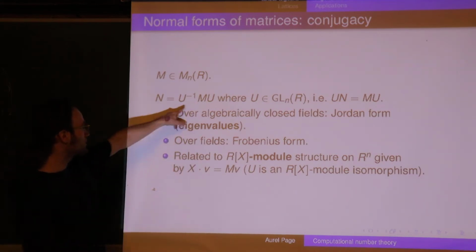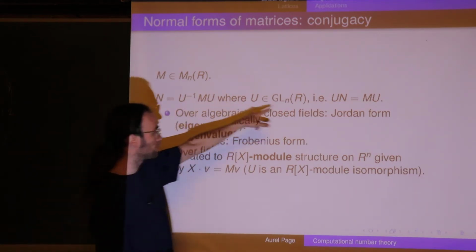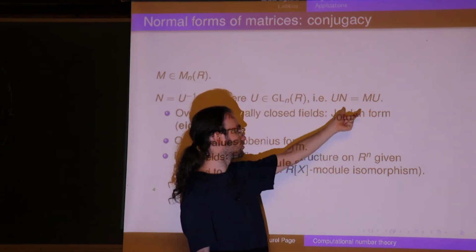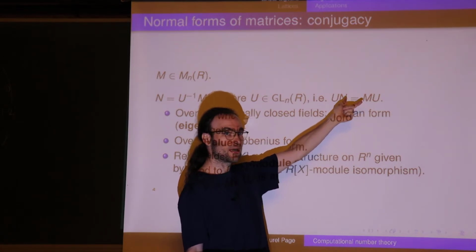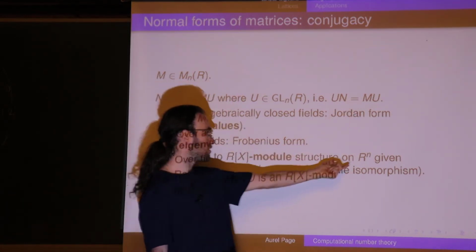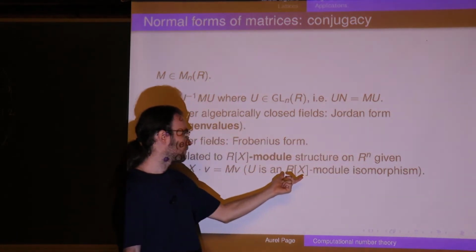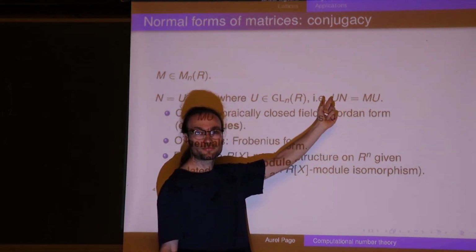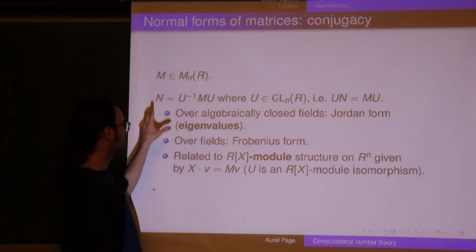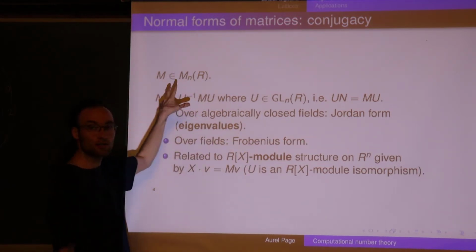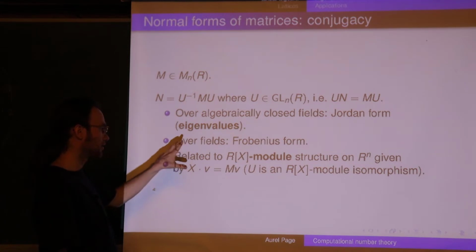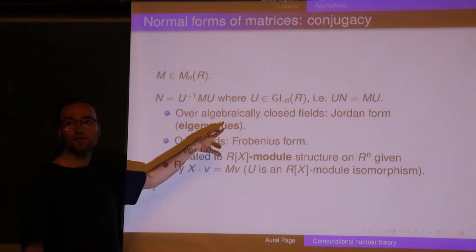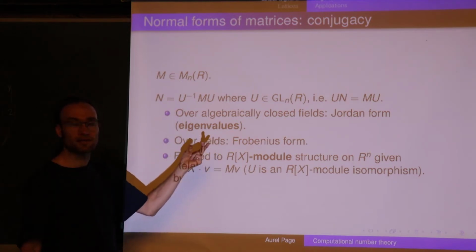And now this conjugacy relation, if you rewrite it like this, un equals mu, this means that u commutes with the action of x when you consider Rn as a module over Rx given by the matrix M or given by the matrix N. So doing this kind of conjugacy is actually looking at Rx module isomorphisms. And that's why it's harder when your ring R gets complicated.